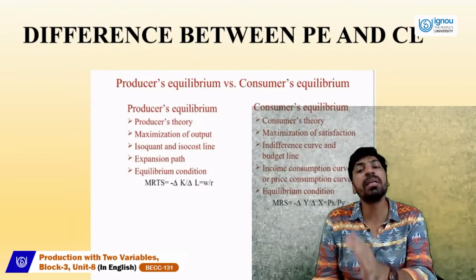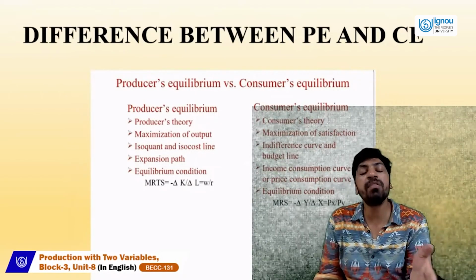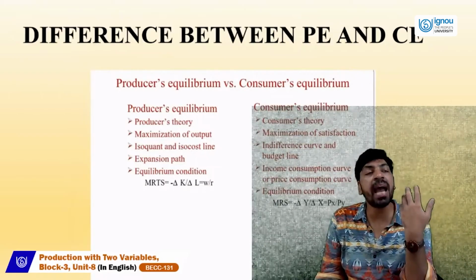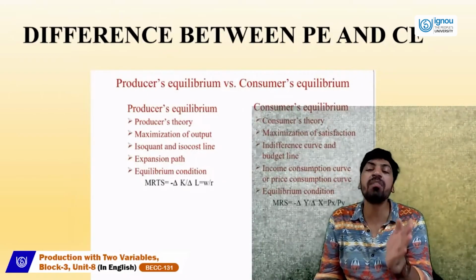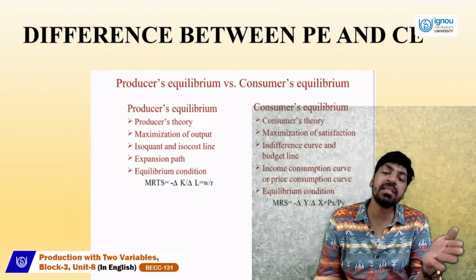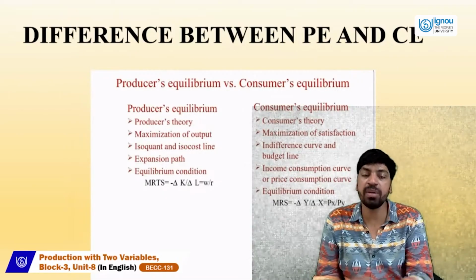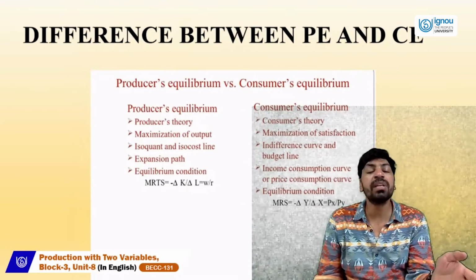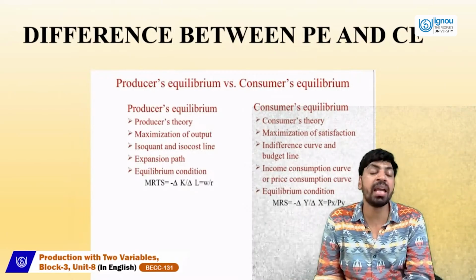So that is called the consumer equilibrium, where the producer's aim is to maximize output rather than satisfaction, but the consumer's aim is to maximize their satisfaction. Accordingly, the firm will always try to maximize consumer satisfaction, and on that basis the various conceptual frameworks or diagrammatic work of indifference curves and budget line were used. This is the main difference between producer and consumer equilibrium. Both concepts are totally different, so they cannot be combined at any level or in any way.